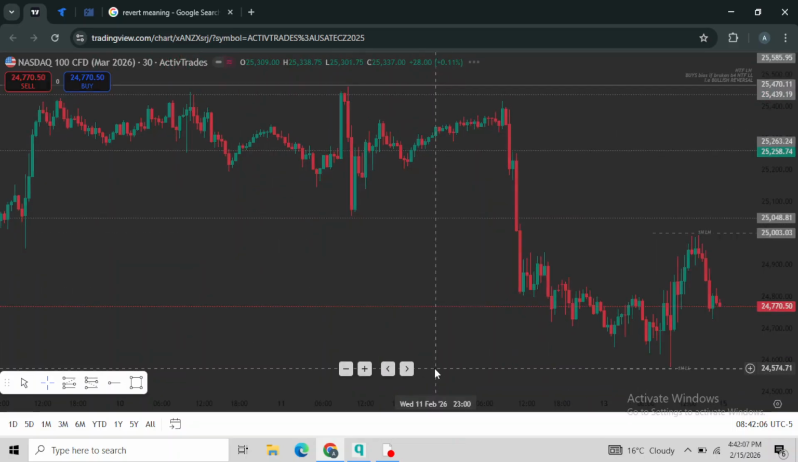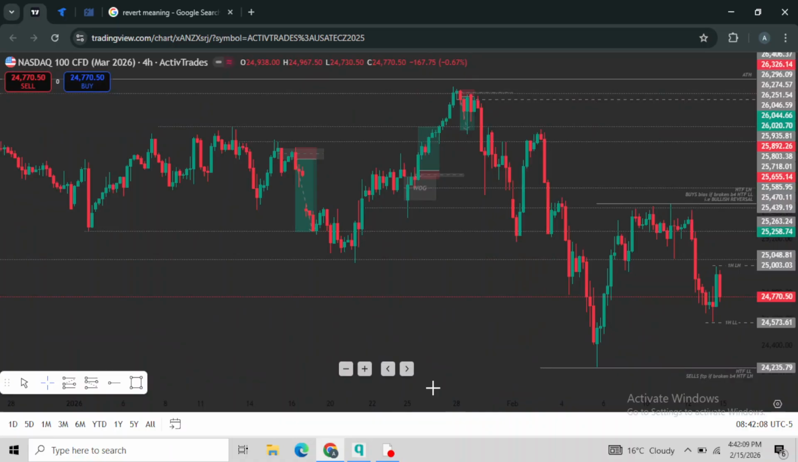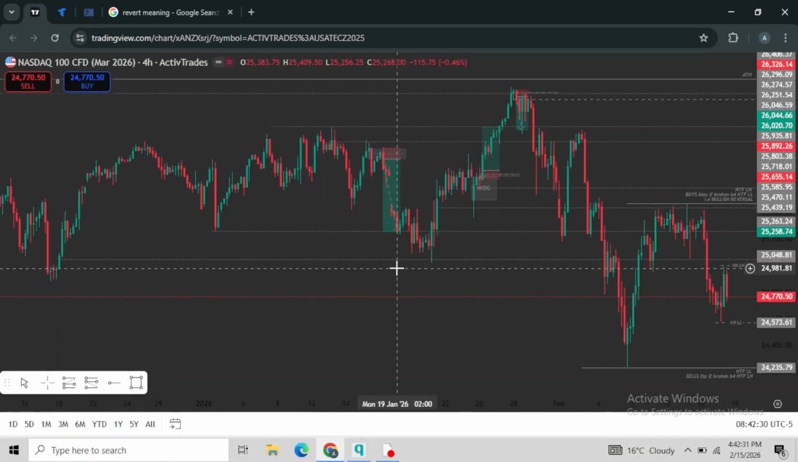Go back to the 4 hour to analyze our third trade. So our third trade, it's up here, which occurred on, I think this day was FOMC day, Wednesday 28th Jan 2026. Wednesday 28th Jan 2026.